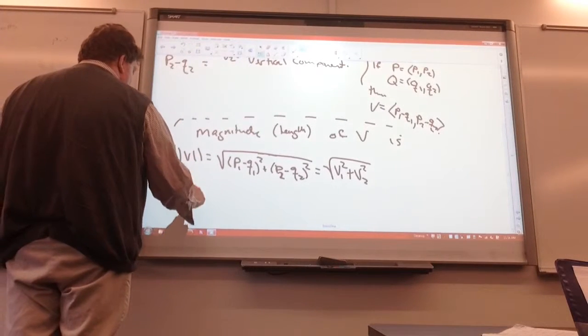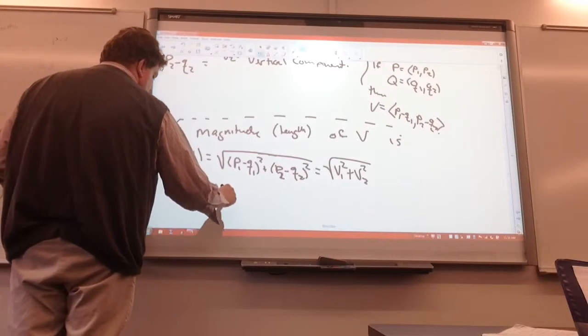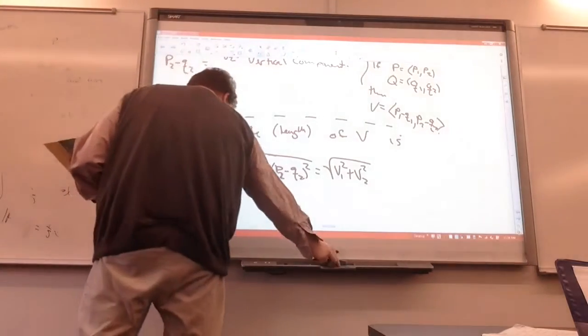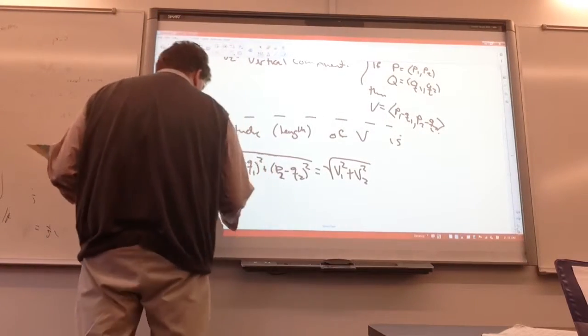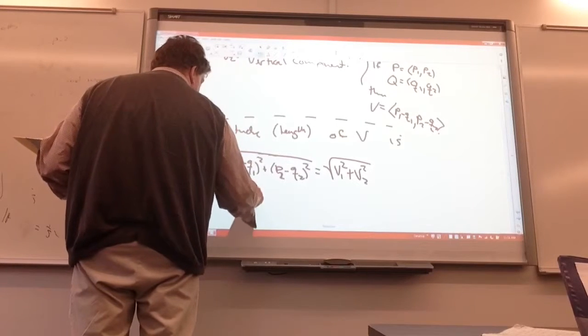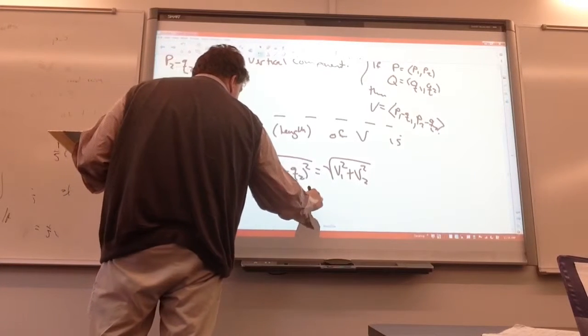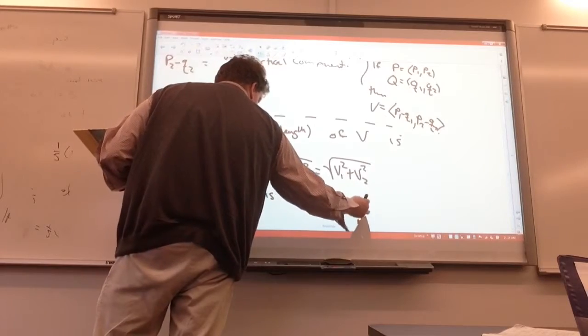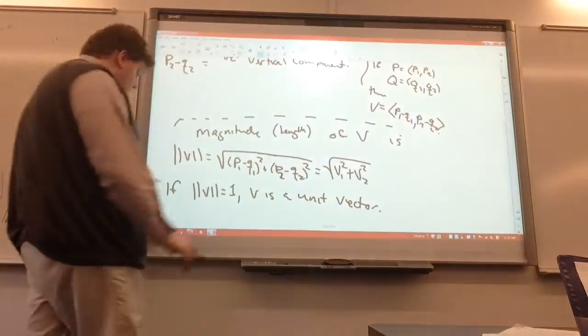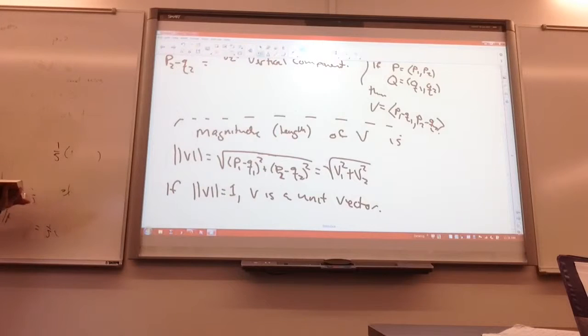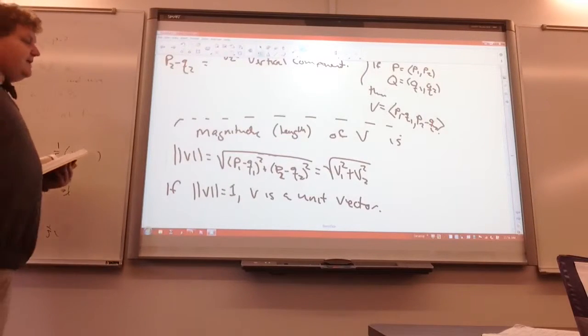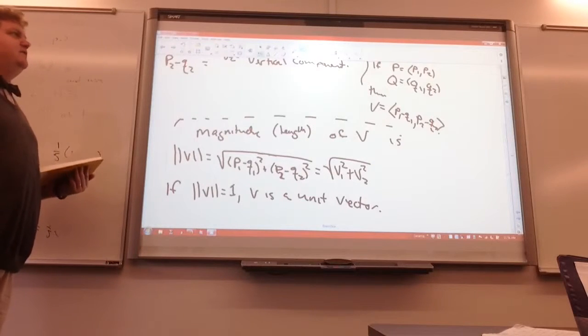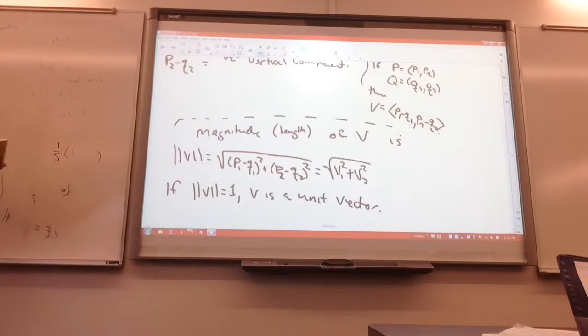If the magnitude of V equals 1, V is a unit vector. Just like in the unit circle. In fact, you could think of the radius of the unit circle as actually being a unit vector. It's another way you can tie vectors and the trigonometry together. They do go hand in hand.